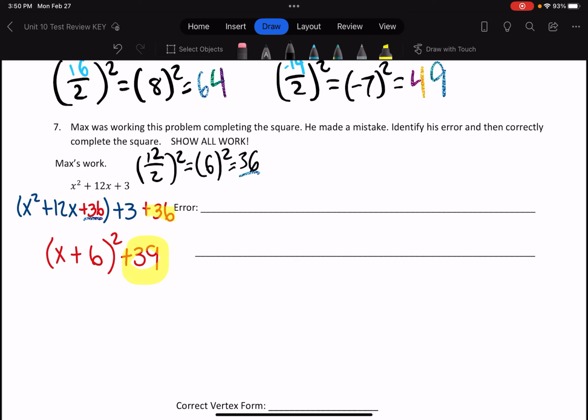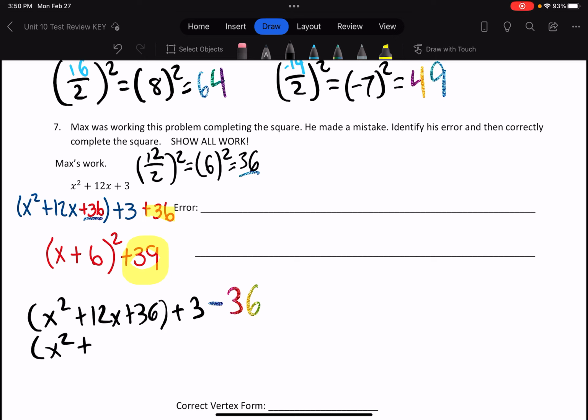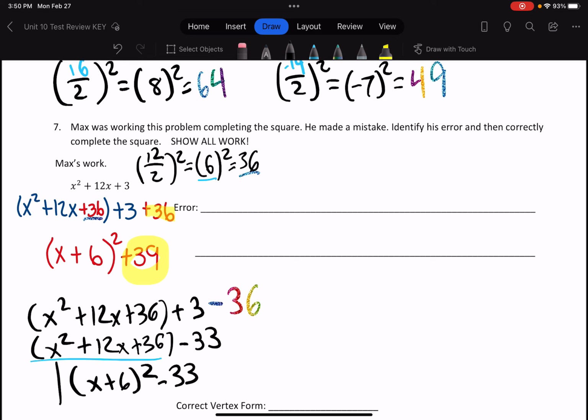So originally, Max did get this part right. He had x squared plus 12x plus 36. But on the outside, he should have plus 3 and then minus 36. So he's got to take away that perfect square value. That's going to simplify to x squared plus 12x plus 36. Then on the outside, he'll have minus 33. And this is a special trinomial here. I know that I can factor it then to say x plus 6 squared minus 33. So this would be the correct vertex form.